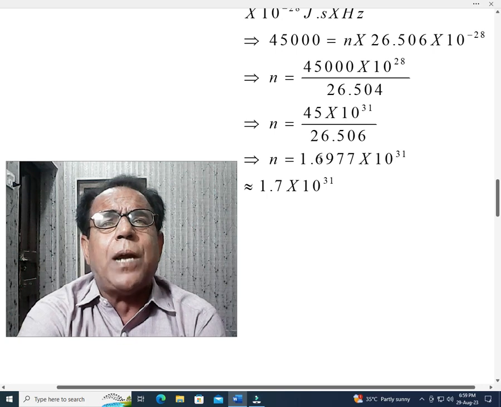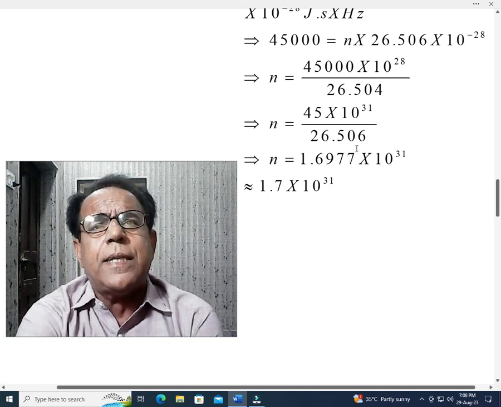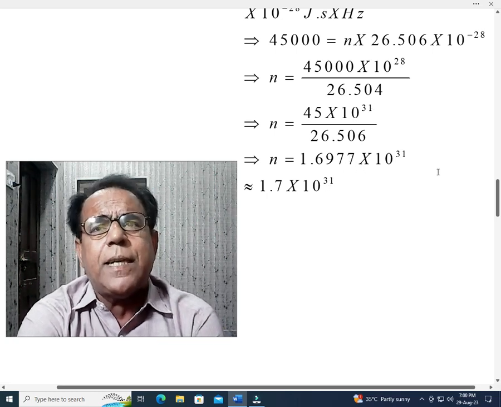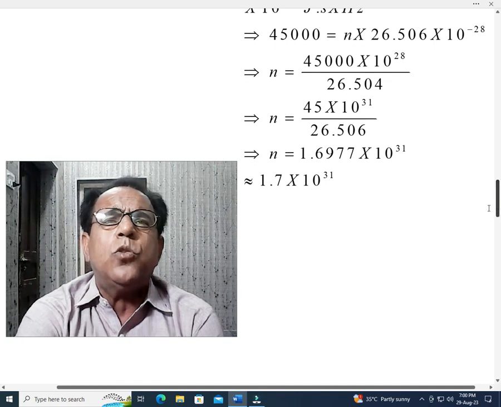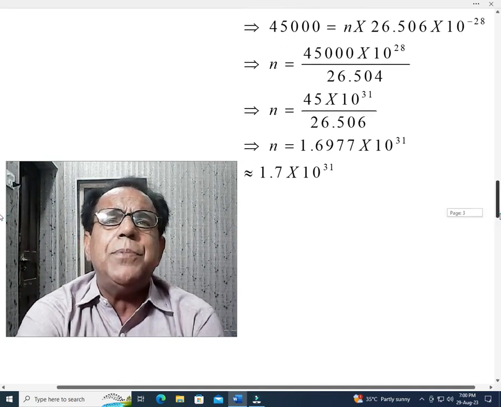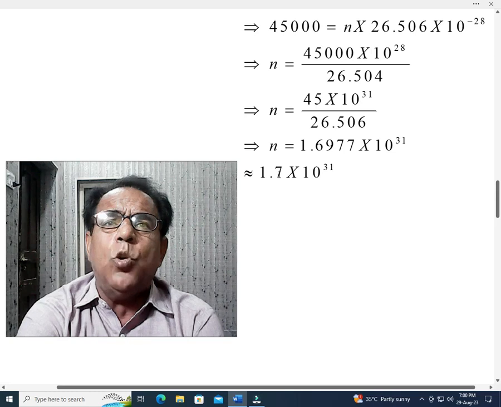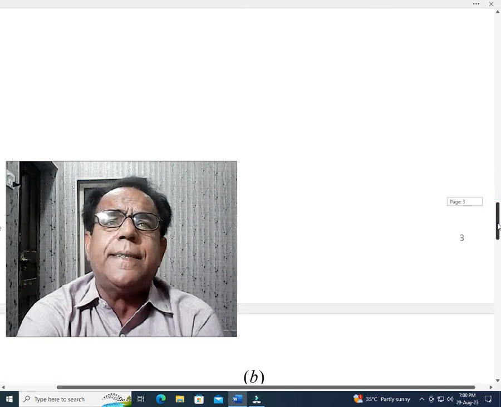Here 6 will be rounded as 7, because the next figure is greater than 5, and the next figure is also greater than 5, and the next figure is also greater than half, that is 5. So n becomes equal to this and it will have no units because n is just a number.